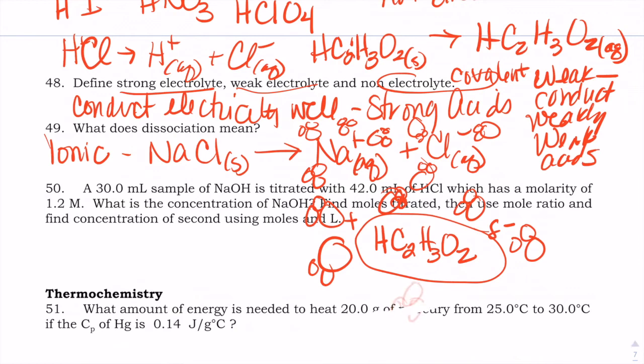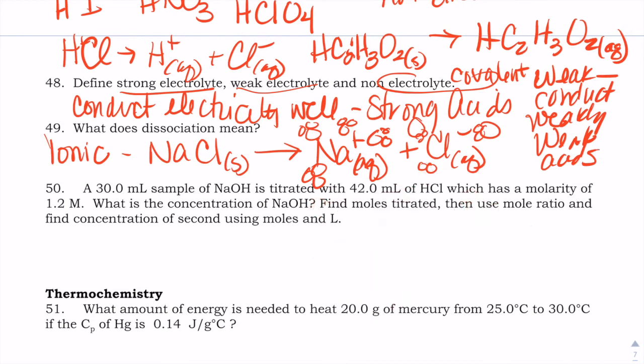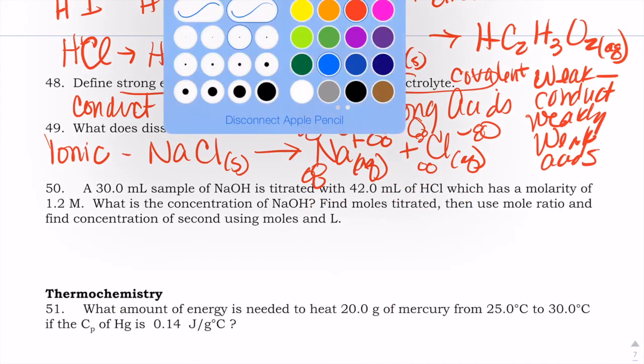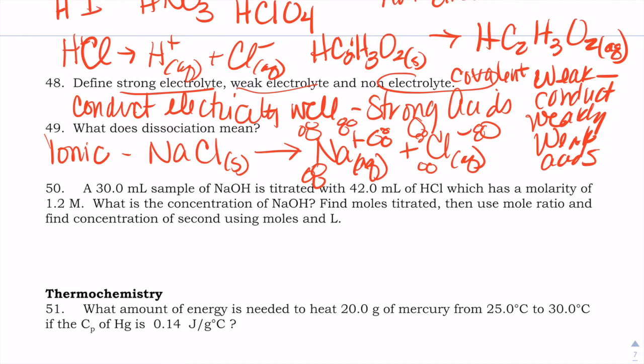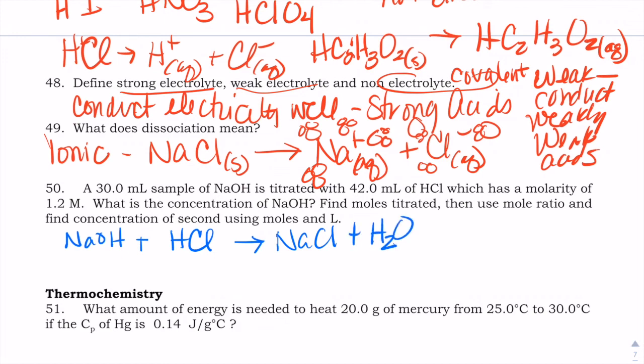All right, our last question is a molarity titration question. We have a 30 mole sample of sodium hydroxide, and we're titrating it with hydrochloric acid. This is a 1-to-1 reaction. We have 0.030 liters and 0.042 liters of hydrochloric acid. The hydrochloric acid has a molarity of 1.2. What is the concentration of NaOH?